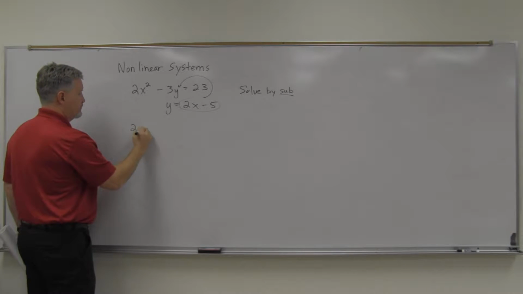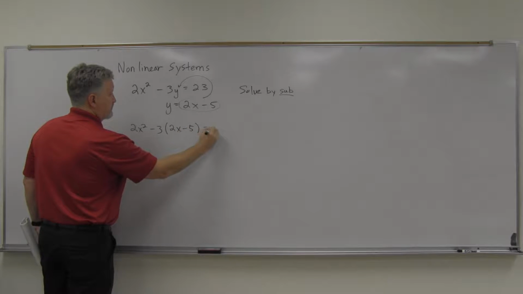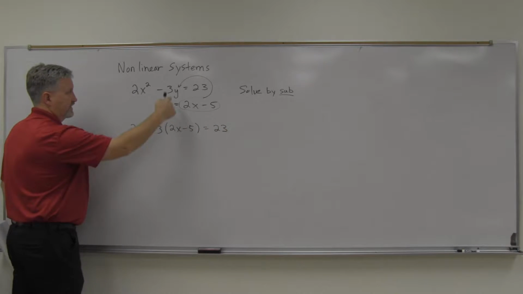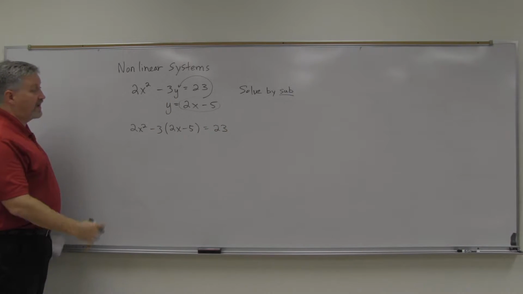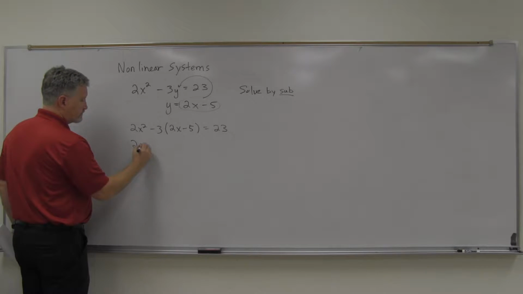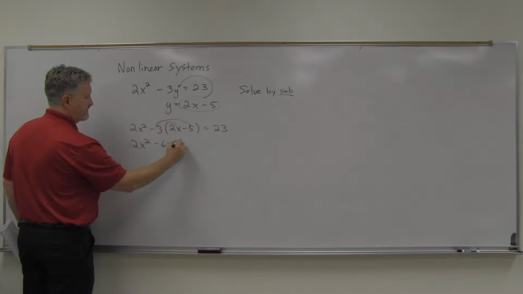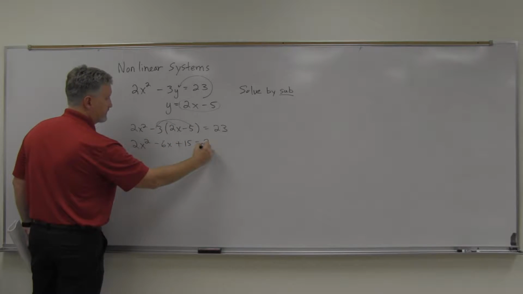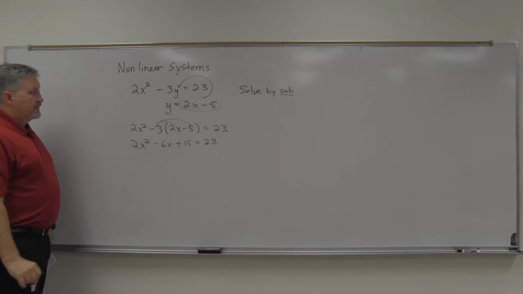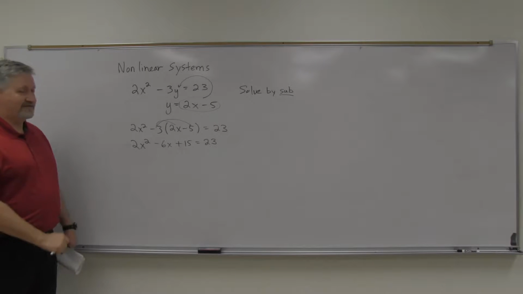Just substitute the y to be 2x minus 5 in the other one. And so that'll give me 2x squared minus 3 times 2x minus 5 equals 23, right? Just plugging in y to be 2x minus 5. And you do have to do a little distributing there. 2x squared minus 6x plus 15 equals 23. Now, that sets up this equation to solve.